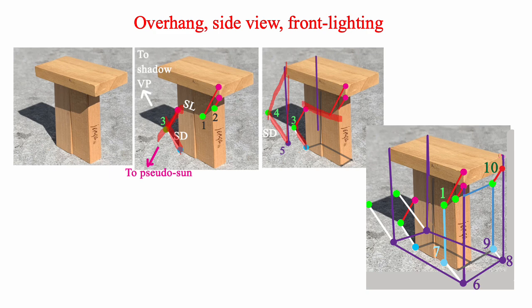Now, what about this shadow line? We'll have to use this seat number 6, and light ray from the top of it goes to number 1.